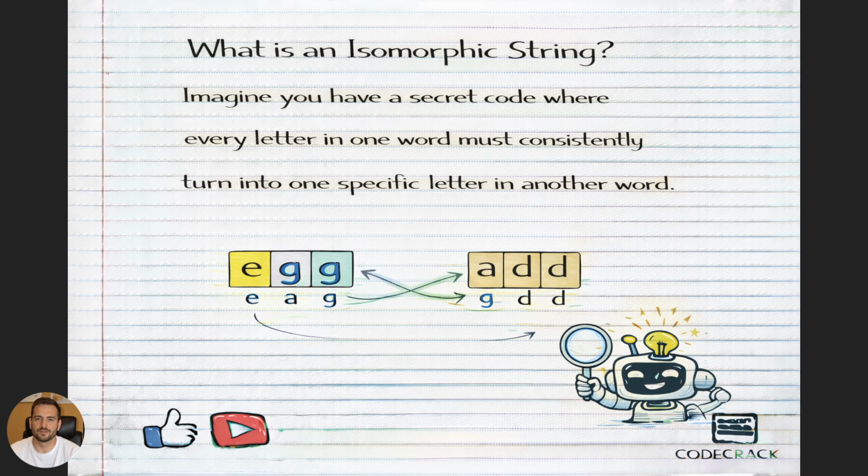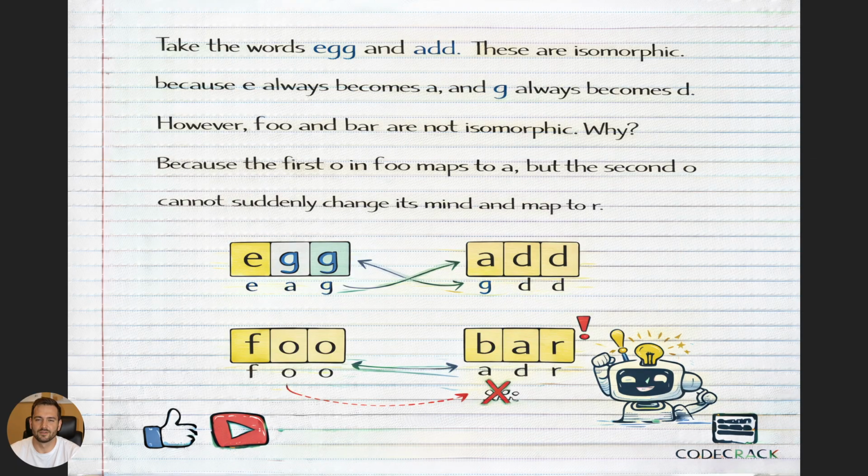We start with a question. What is an isomorphic string? Before we start typing, let's break this down in plain English. Imagine you have a secret code where every letter in one word must consistently turn into one specific letter in another word. Take the words egg and add. These are isomorphic because E always becomes A and G always becomes D.